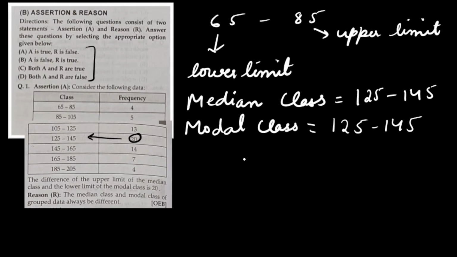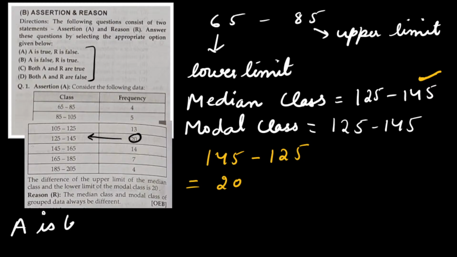Yes, so the difference we can find. The upper limit of median class is 145. Median class and modal class, coincidentally in this question, are the same. Modal class lower limit is 125. If you subtract this, you will get 20. So that's what is mentioned in the first statement also, that the difference is 20. That means assertion is true. A is true.